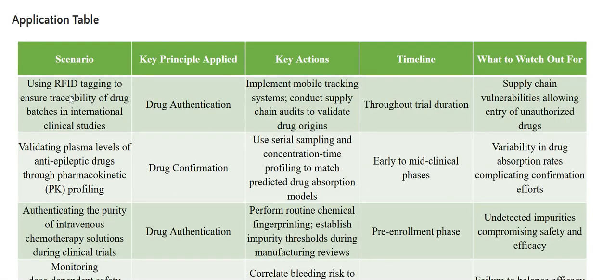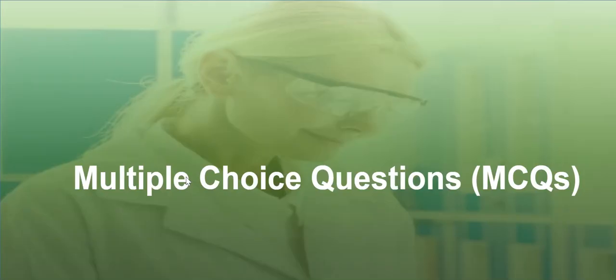cross-checking participant-reported glucose data during insulin analog confirmation trials. More scenarios: using RFID tagging to ensure traceability of drug patches in international clinical studies, validating plasma levels of anti-epileptic drugs through pharmacokinetic PK profiling, authenticating the purity of intravenous chemotherapy solutions during clinical trials, and monitoring dose-dependent safety outcomes for new anticoagulant validation studies.